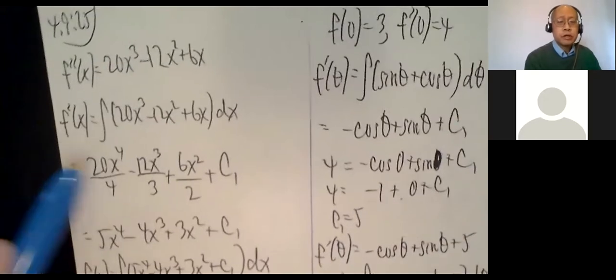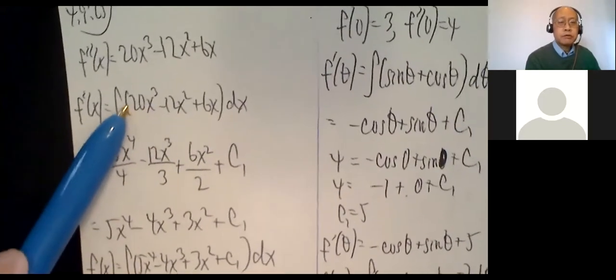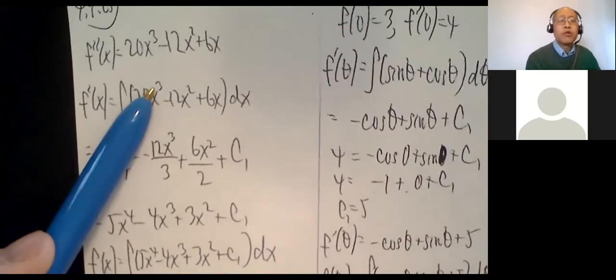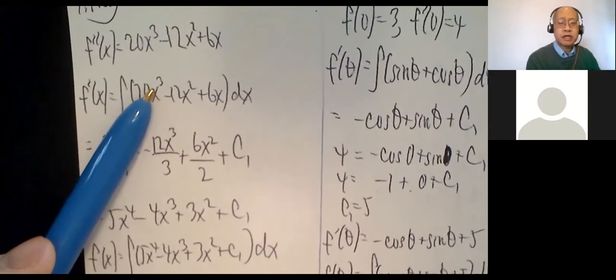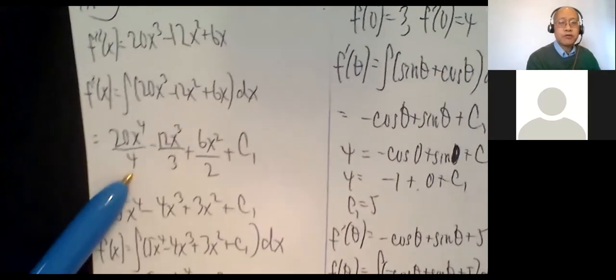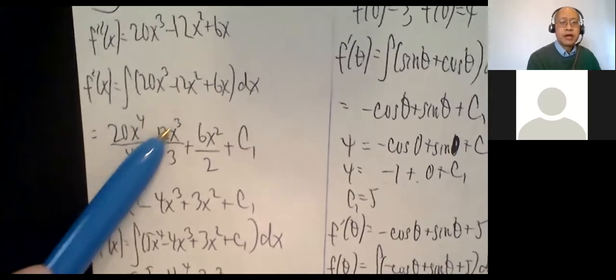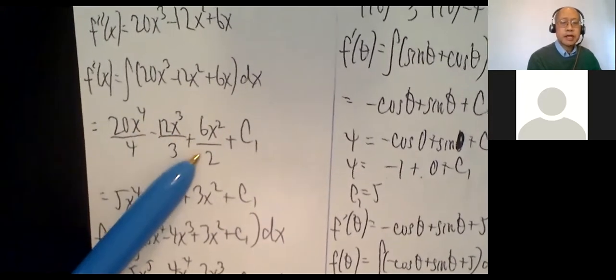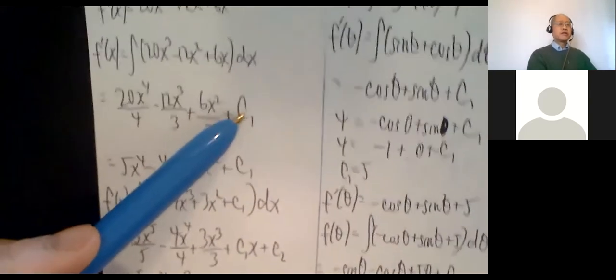All right, so I use the power rule. What's the power rule? Keep the coefficient the same, add 1 to the exponent, and then divide by the new exponent, right? So 20x to the fourth over 4 minus 12x cubed over 3 plus 6x squared over 2 plus C1. I showed you before plus C.